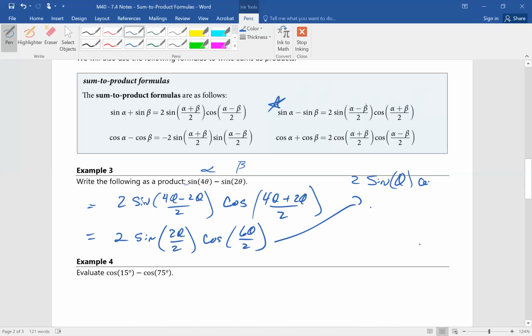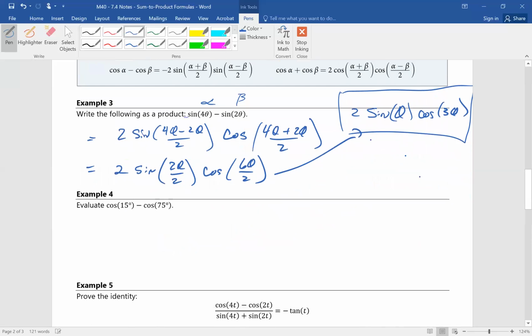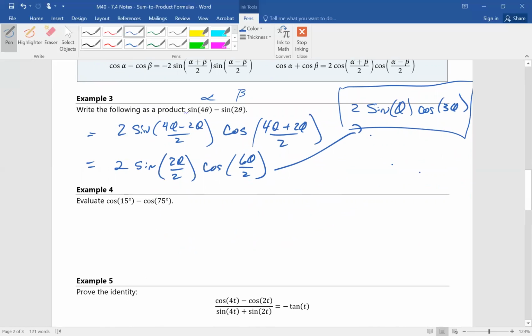This is cosine of 3 theta. And again, that's just because 6 divided by 2 is 3. I don't have anything else, you're done. And yep, it is that easy. So let's do a couple more here, and we'll call this whole video done. And that'll be it for this section.